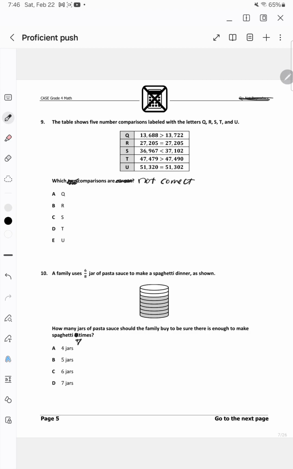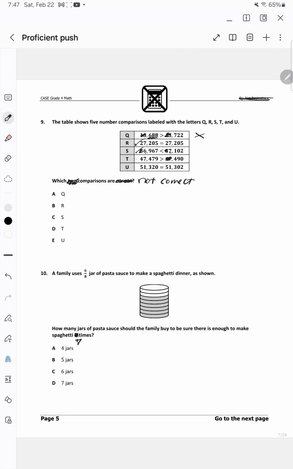So if I look at this, they're saying 600, because these are the same, so I don't need these. But they're saying 688 is bigger than 72. That's wrong, right? So we know Q is wrong. They're saying these numbers are equal. They're the exact same, so this is true. Now I see the 3s, that's the same. They're saying 7 is bigger than 6. That's absolutely true.